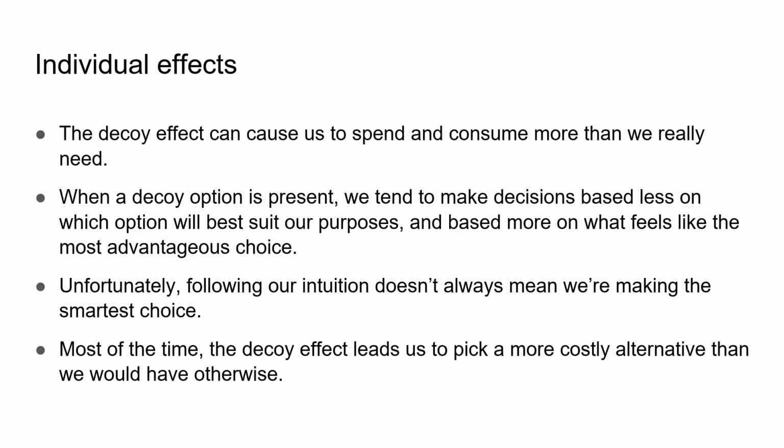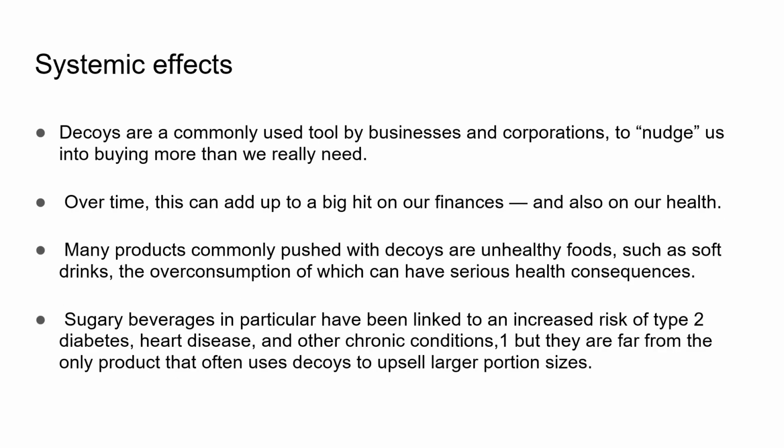When it comes to consumers, it is believed that these people are utility maximizing agents. At certain points, especially when a decoy is available, we make a choice which is not the smartest choice. Most of the time, the decoy effect leads us to pick a more costly alternative than we otherwise would. What are the systemic effects with respect to decoys?